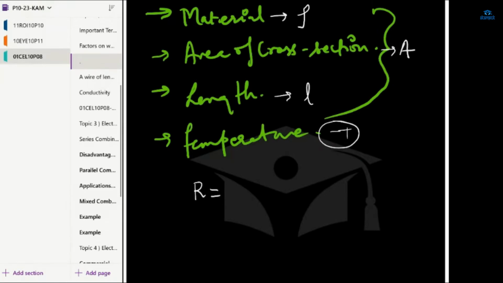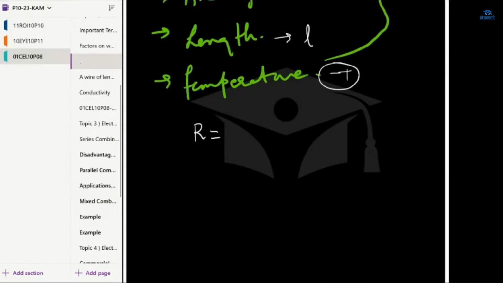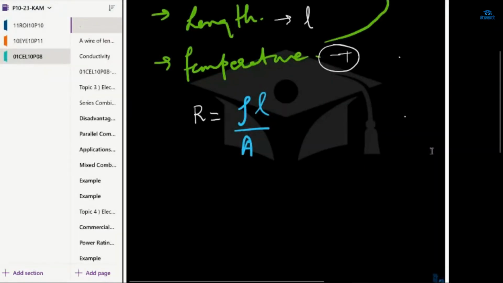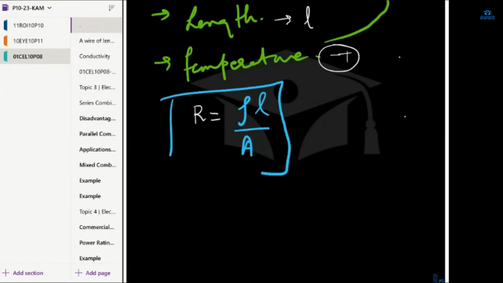You don't have to remember, just say it if you don't. Yes, it's rho L by A. The relation of these three with the resistance of the wire is R equals rho L by A, where rho is the resistivity, with SI unit ohm meter.